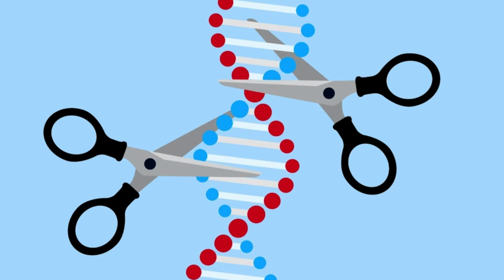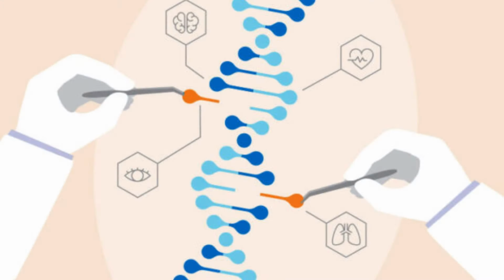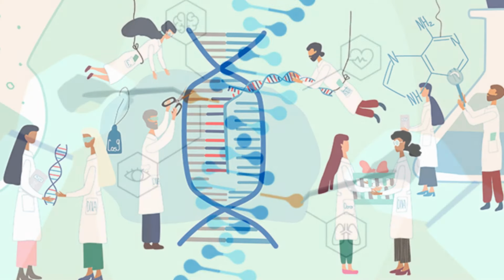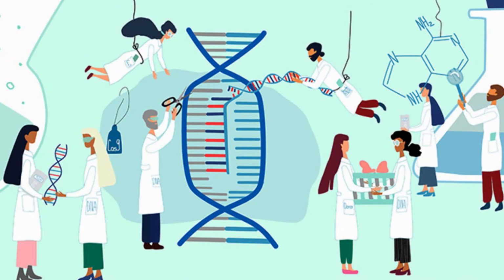The CRISPR-Cas9 system consists of two main components. Guide RNA (gRNA): the guide RNA is a synthetic molecule that is designed to be complementary to the target DNA sequence. It guides the Cas9 enzyme to the precise location on the genome that needs to be edited. Cas9 enzyme: Cas9 is an enzyme that acts as molecular scissors. It cuts the DNA at the target site specified by the guide RNA.